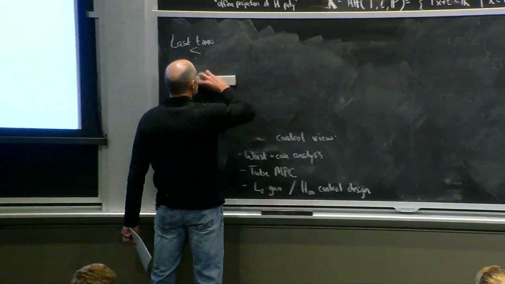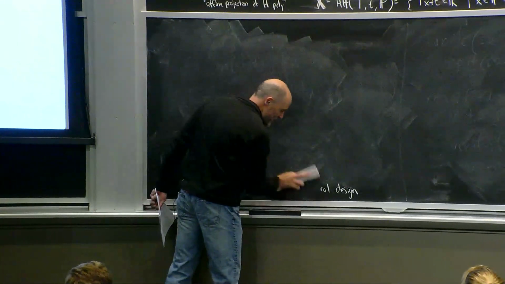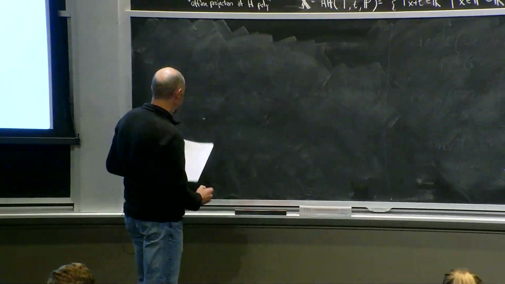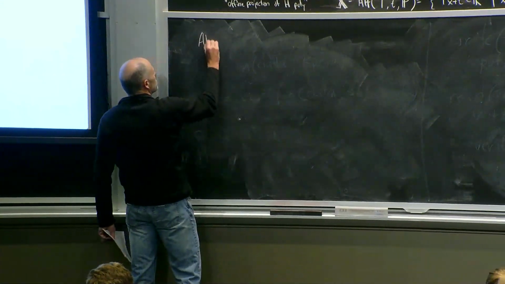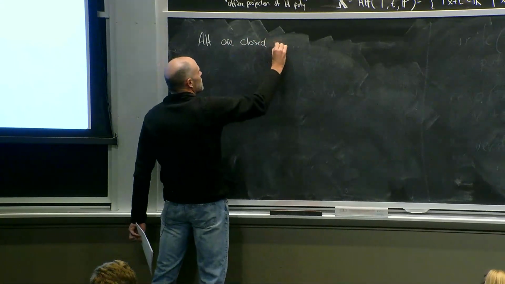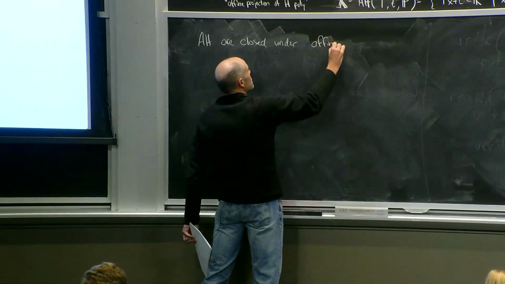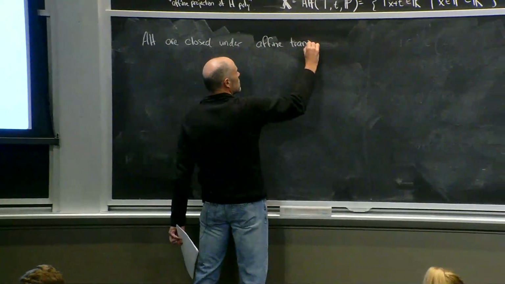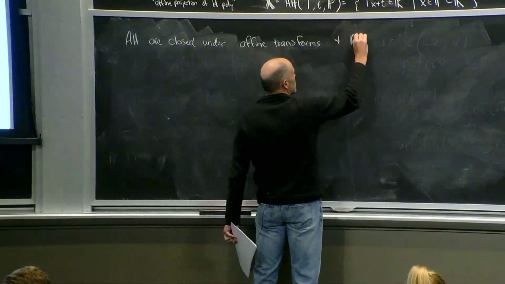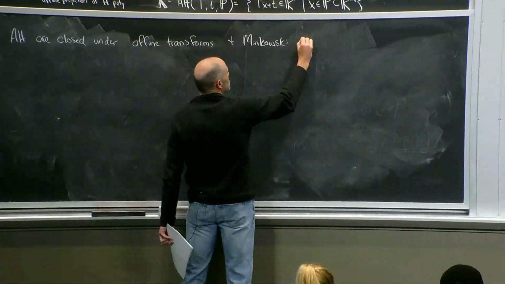So this notion of an AH polytope is closed under the operations we need, basically. AH polytopes are closed under affine transformations. That's not surprising at all. And Minkowski sums. That one is more interesting.